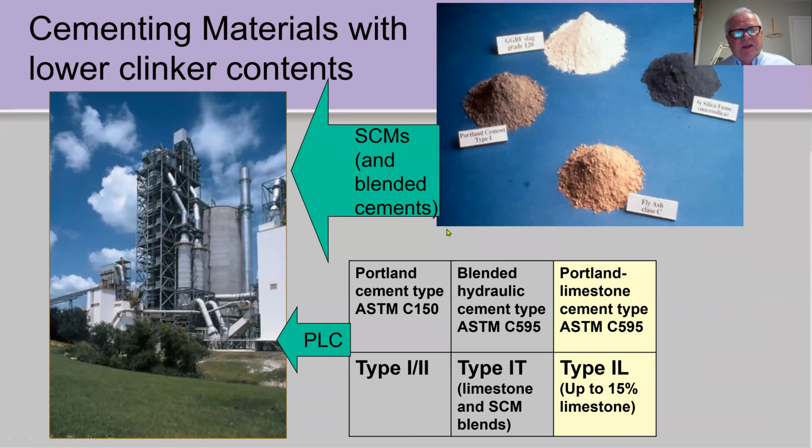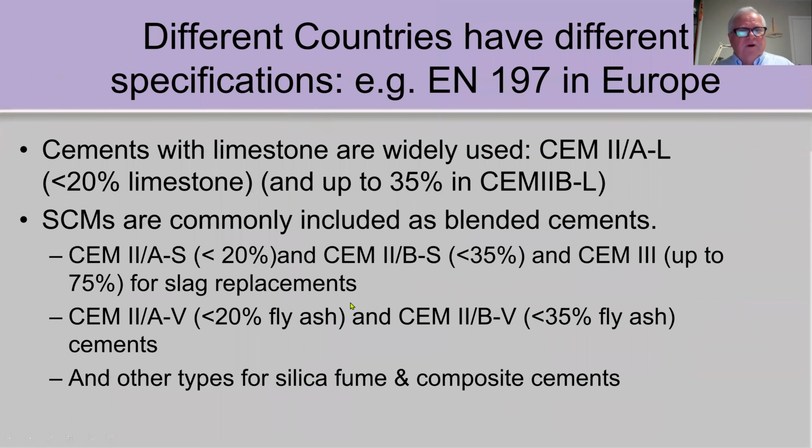So, okay, now we're going to play with the cementing materials. We can do different things. We can replace part of the cement with supplementary cementitious materials: fly ash, slag, silica fume, or natural pozzolans. And we can put limestone in the cement, intergrinding with the cement. And these are just the American designations. Type 1L is 15% limestone, as opposed to straight Portland.